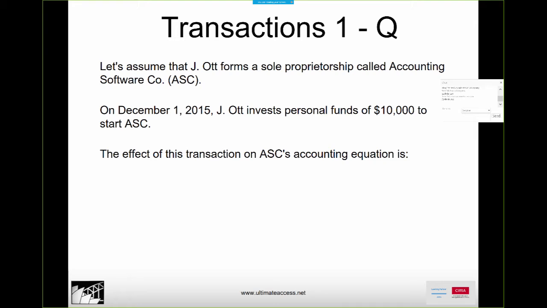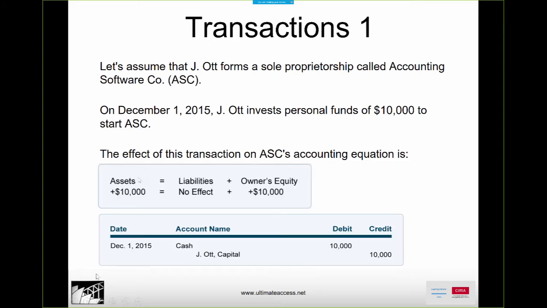Cash debit and, yes, Michael, capital credit. Yes, you're quite right there. I'm pleased. I think you're studying. So here you go. The assets, which is your cash, you're debiting, and owner's equity, you're crediting. So that's J-Ott's capital, you're crediting.